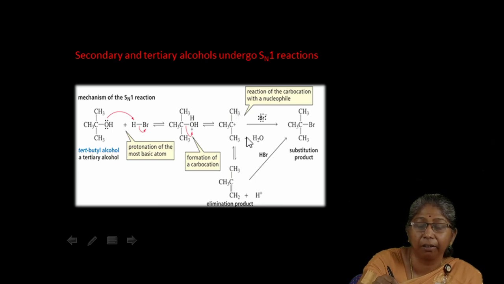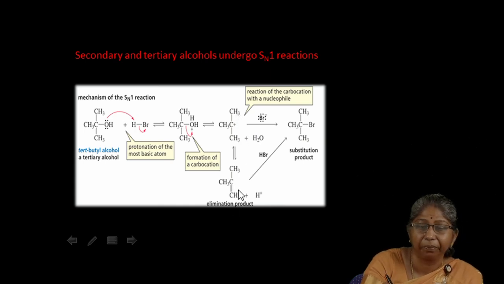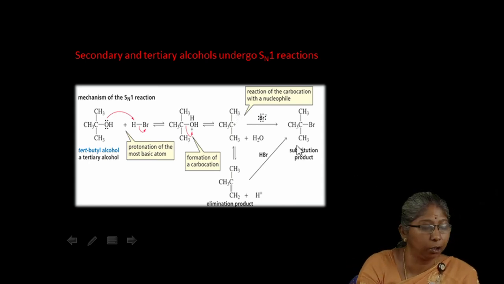In this reaction you can also expect an elimination product, because as the carbocation is formed, elimination can also take place, forming an alkene in the case of secondary or tertiary alcohols. But the dominating product will be the substitution product, because if more HBr is added, the reaction shifts towards the alkyl halide. If water is present, it can form an elimination product, but if more bromide is present, it forms only the substitution product, and that will be the dominating one.